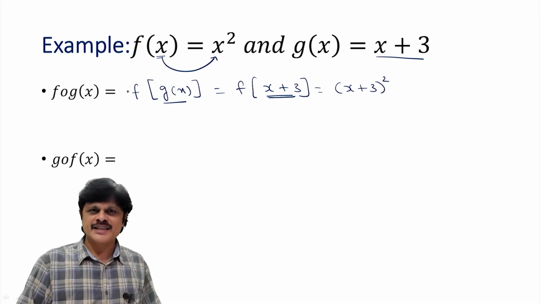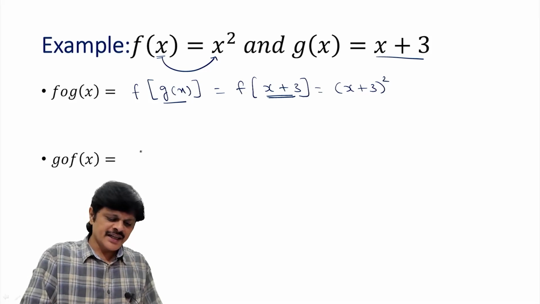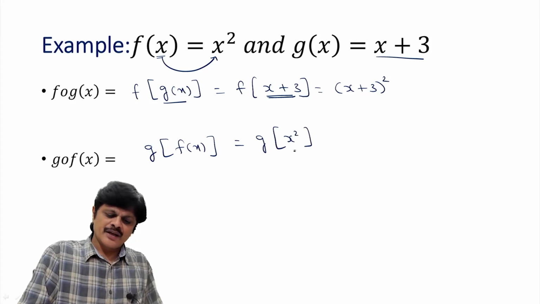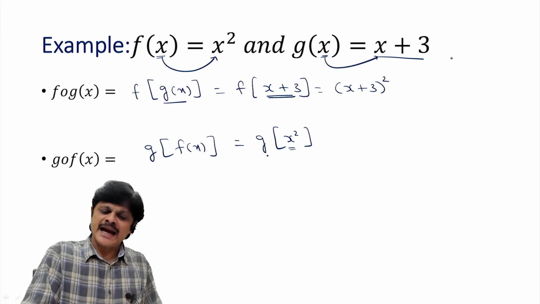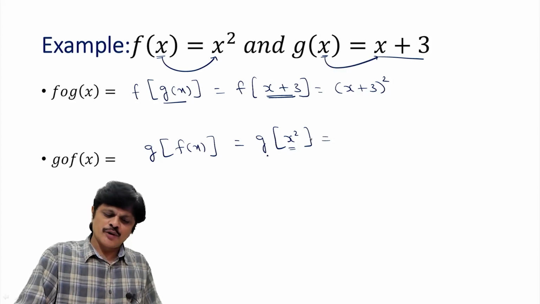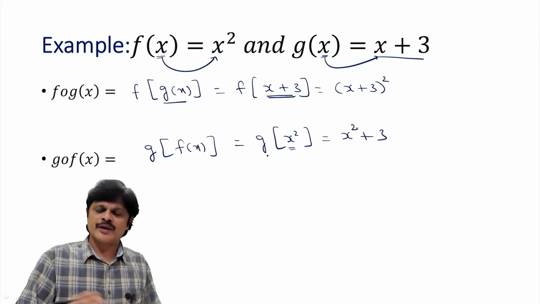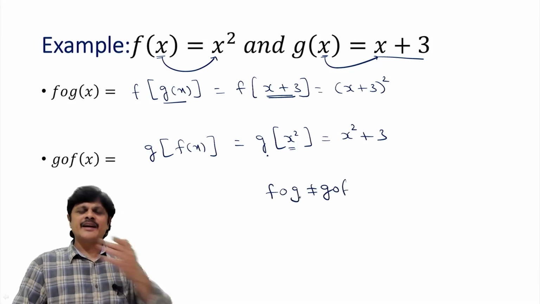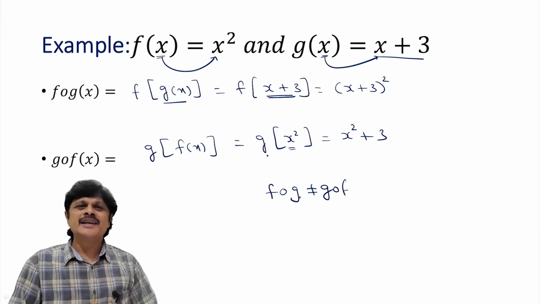So this is f circle g of x. Now what is g circle f of x? G of f of x. That is g of, what is f of x here? x square. Now what is the nature of g? Whatever argument you give, it will just add 3 to it. So whatever argument is there, plus 3 it will do to the argument. What is the argument? x square plus 3. And clearly you see that f circle g is not equal to g circle f. In general, f circle g and g circle f need not be same.